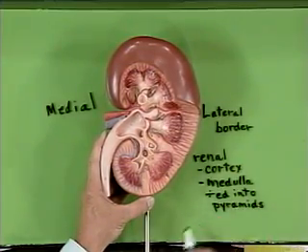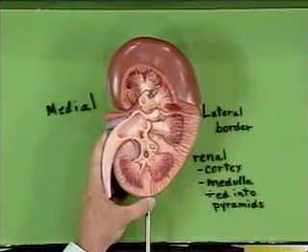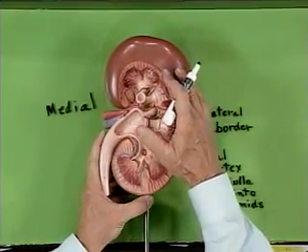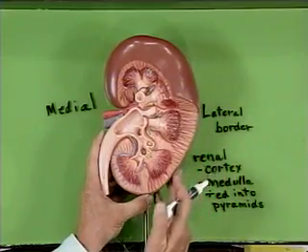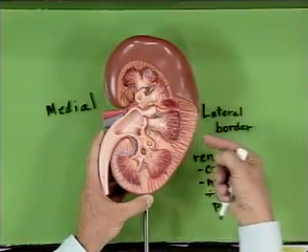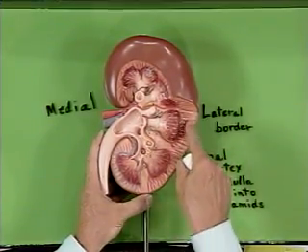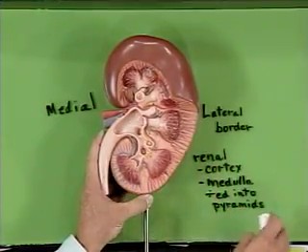The renal medulla is divided into pyramids. Now there's actually a capsule, a very thin capsule on the outside of the cortex. So if we're starting in from the outside, there's a thin capsule, but then the functional renal tissue is cortex and medulla.